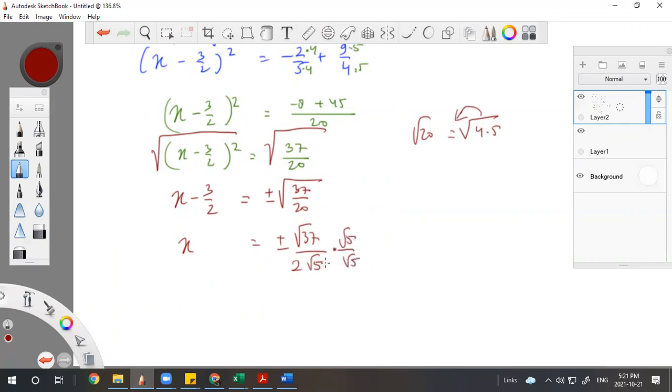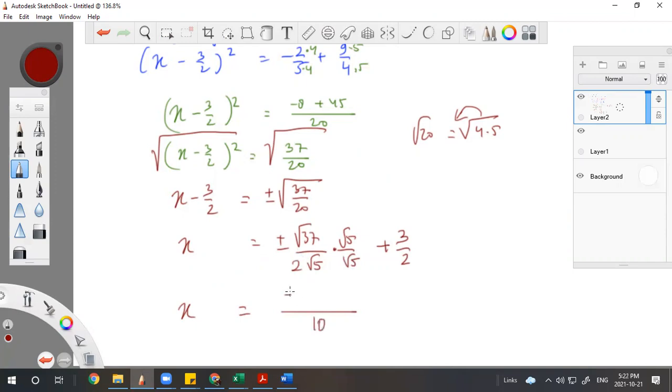Remember, when we deal with a root in the denominator, you need to multiply by the denominator itself to annihilate it. As simple as that. Plus 3 over 2. Don't forget, when you move this to the right side, it becomes plus. So x equals, what is 2 square root 5 times square root 5?